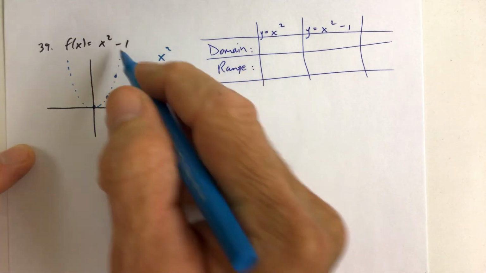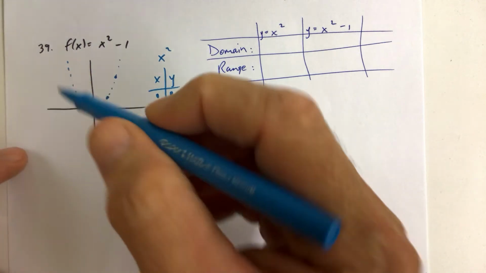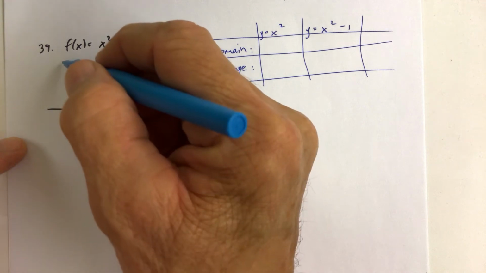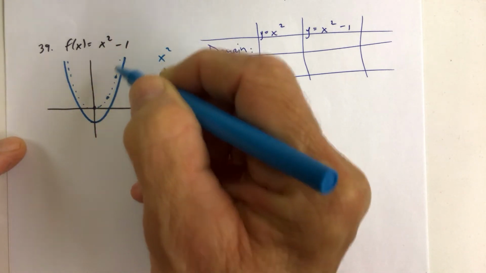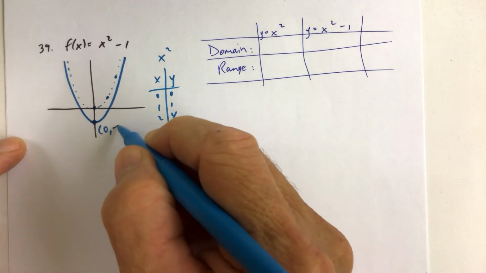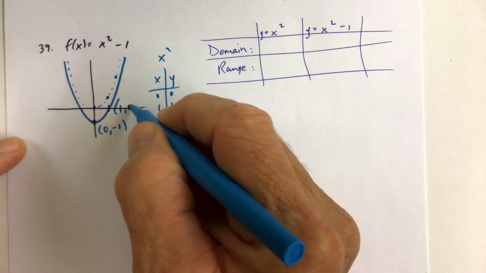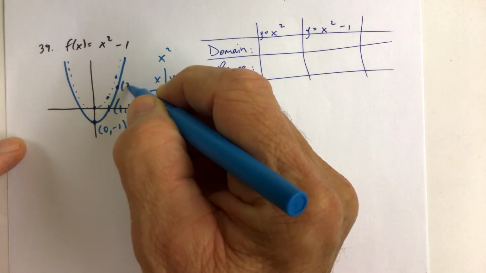If we subtract 1, we would drop the graph down 1 unit. So everything goes down 1 unit, and we would draw the graph like this. 0, 0 becomes 0, negative 1. 1, 1 becomes 1, 0. And then 2, 4 would become 2, 3.